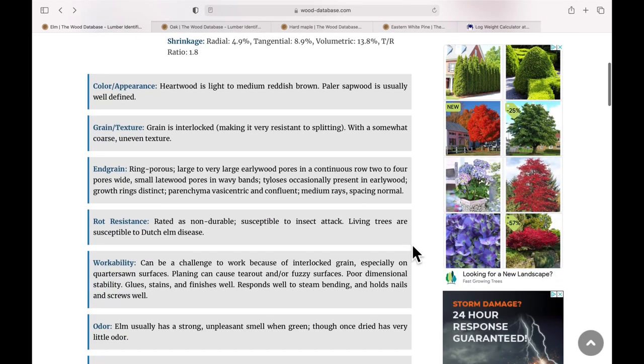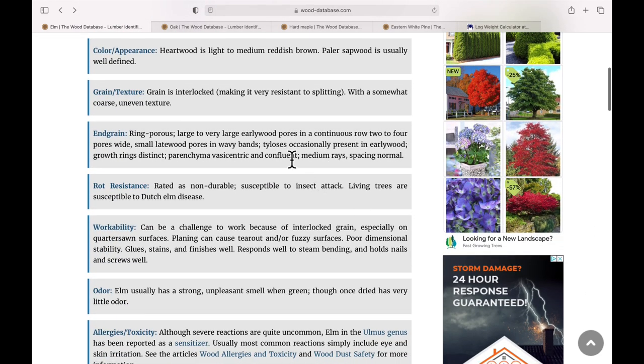Scrolling down a little bit, there are other things that are relevant to this species. It goes into the color and appearance, the grain texture. Like this says, the grain is interlocked. So for people that are using this for firewood, it's going to be really tough to split because it's very stringy and splintery and doesn't want to come apart cleanly, like something like an ash wood or something like that.